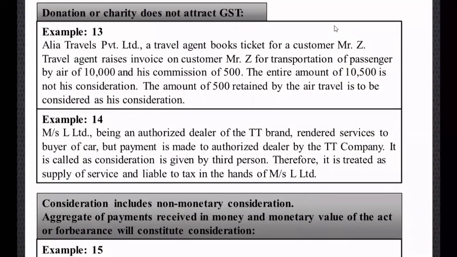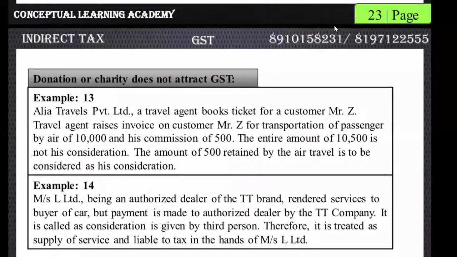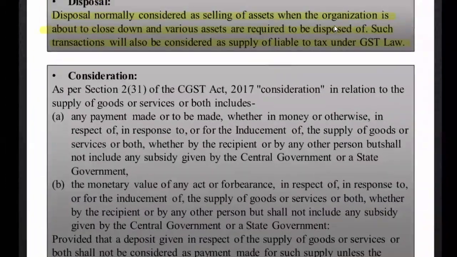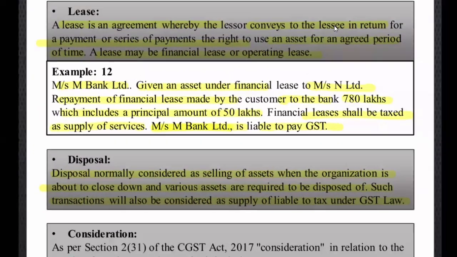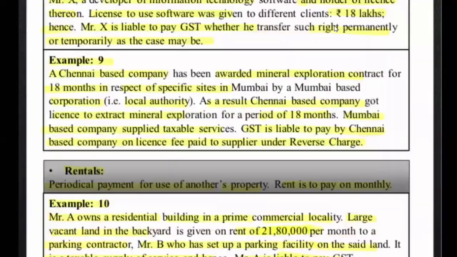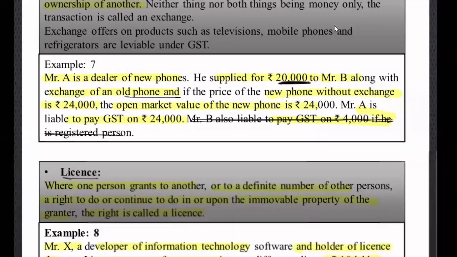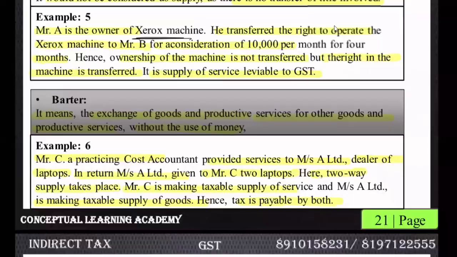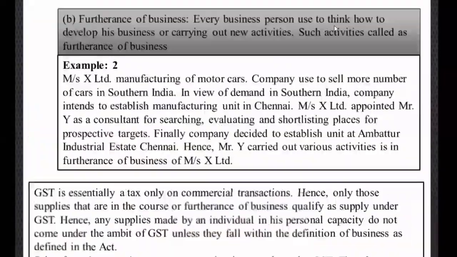I have a question. Sir, if there is furniture with no value, and at the time of liquidation the business is closing down and that is sold, is there also GST to be paid?